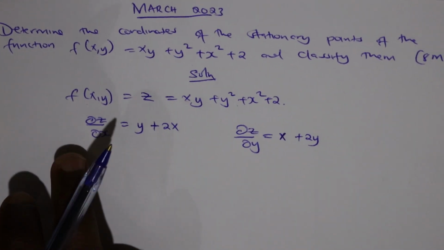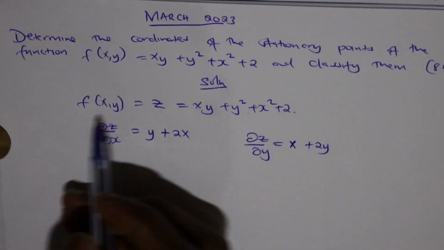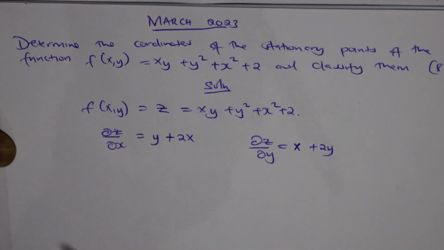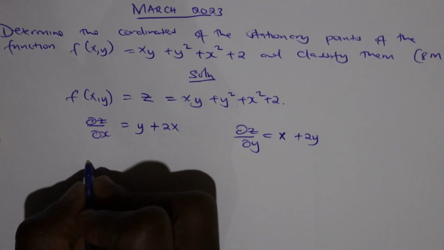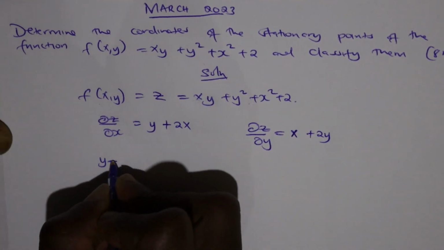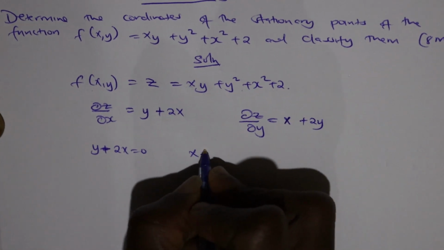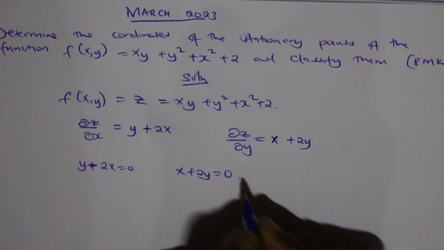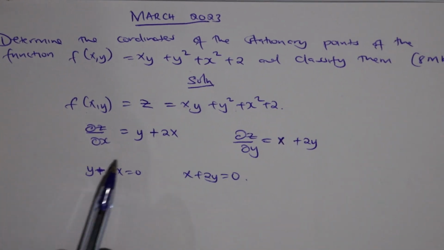Then the second step, after getting dz/dx and dz/dy partially, we set these values equal to 0, so that we can get our stationary points. So this one is y plus 2x equals 0, and also x plus 2y equals 0. So we have this and we have this, so we have to solve these 2 equations simultaneously.